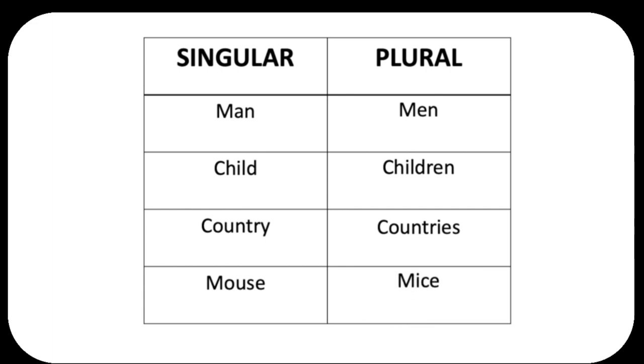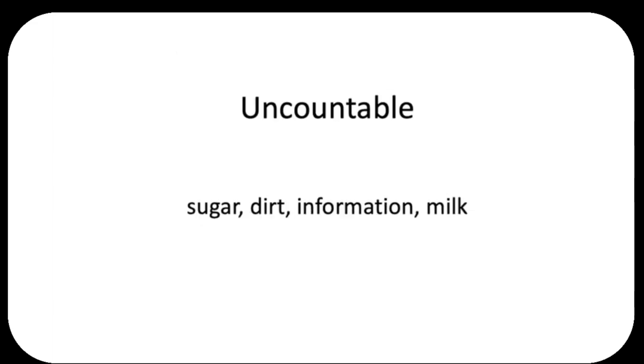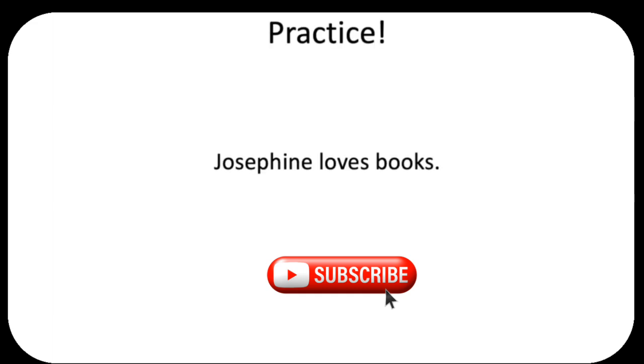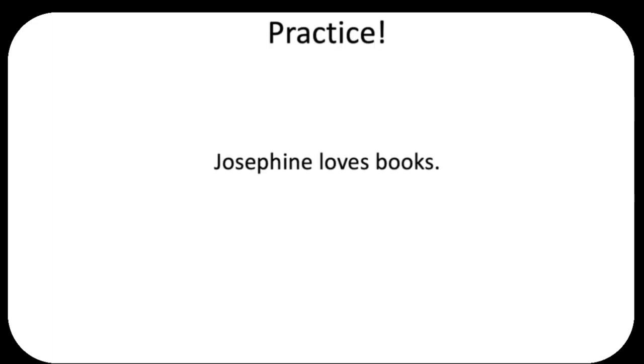Great work! Now, if countable nouns can be counted, then uncountable nouns cannot. They only have a singular form. You never add an S to them. For example, sugar, dirt, information, milk. Well done. Now let's practice. Can you find and identify the type of nouns in these sentences?